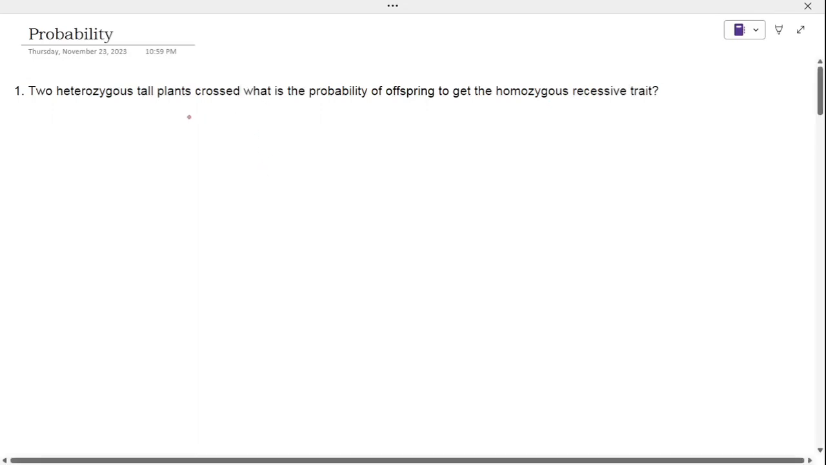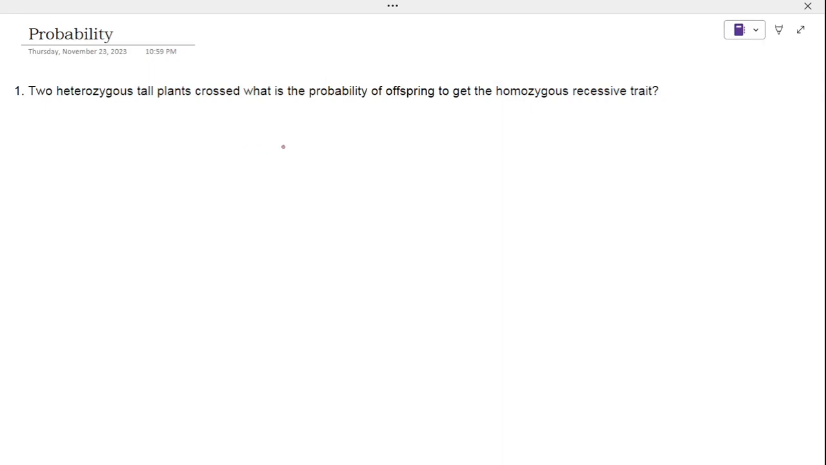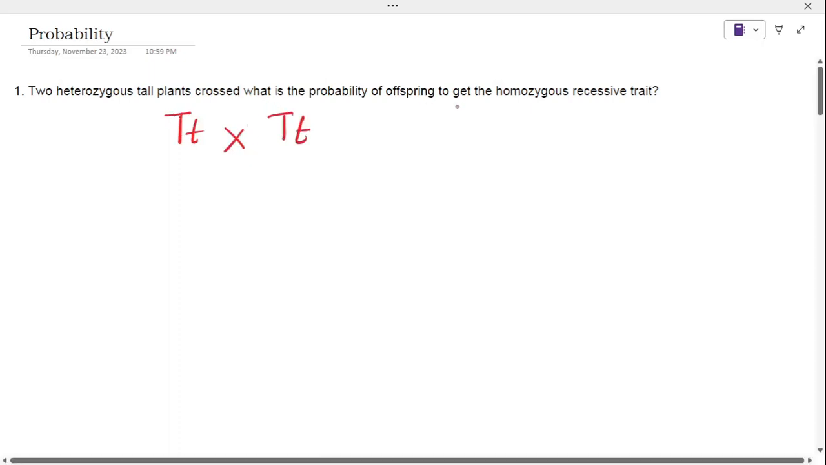Next we move on to actual problems with respect to probability. The first problem: two heterozygous tall plants are crossed. What is the probability of offspring getting the homozygous recessive trait? What is given here? Two heterozygous tall, that means capital T small t is crossed with capital T small t, and we need the probability of offspring with the homozygous recessive trait.